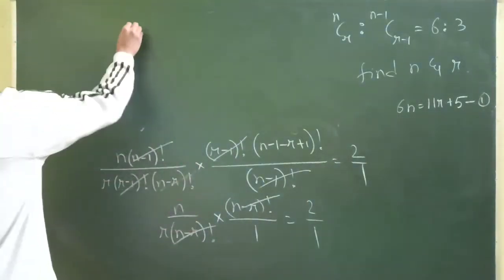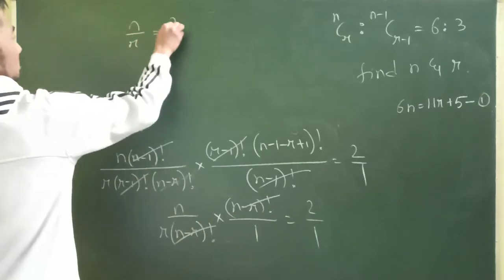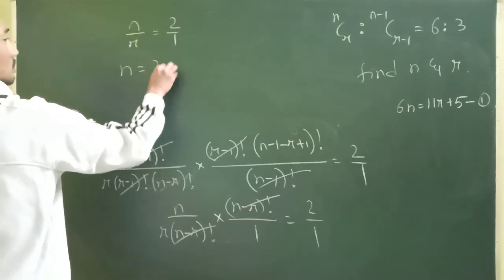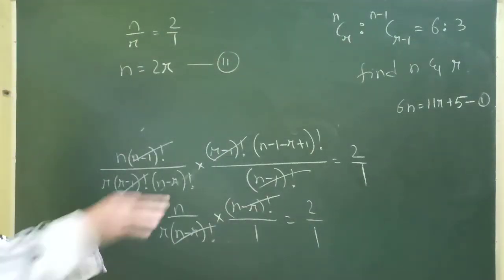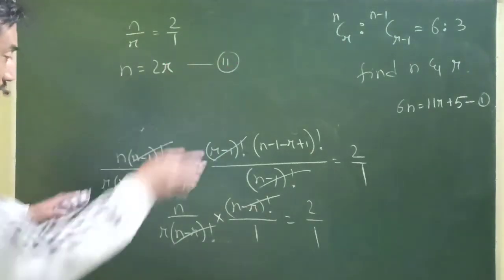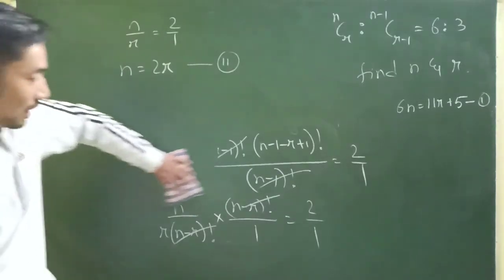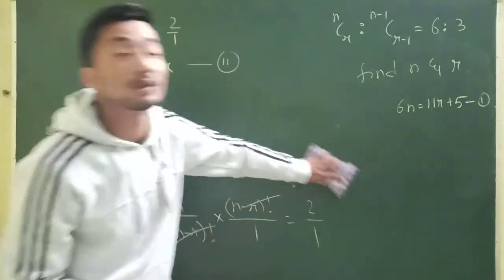Alright, so we have n by r is equal to 2 by 1, that is n is equal to 2r. Equation 2. So maybe now we can solve equations 1 and 2 and substitute the value of n in equation 1 and then find out the value of r. And from there we can get the value of n.